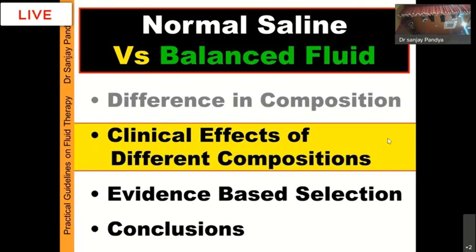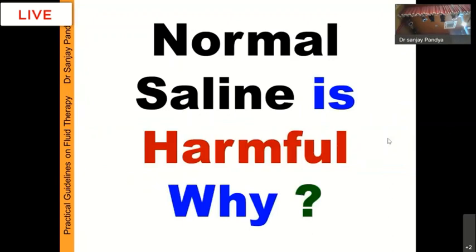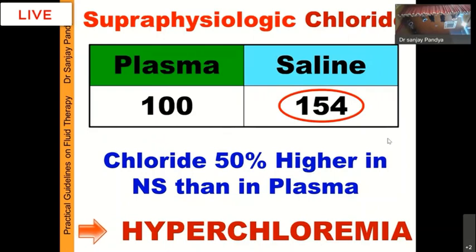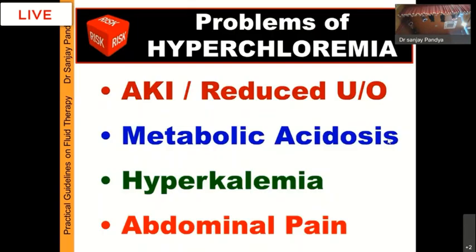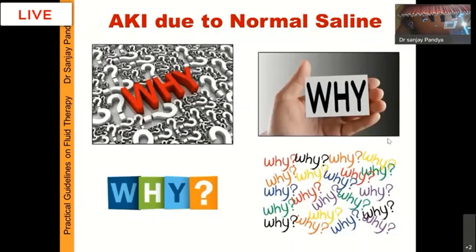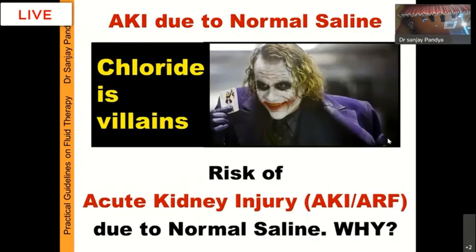Say, RL, we have nothing to discuss because it matches with the ECF composition. But normal saline is considered to be harmful. Why? Answer is that the chloride is 50% higher in normal saline than plasma, which leads to hyperchloremia. And this hyperchloremia is dangerous for two major reasons. Number one, carries risk of AKI. Number two, carries risk of hyperchloremic metabolic acidosis. Now, why AKI occurs?